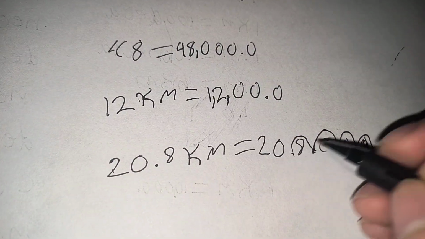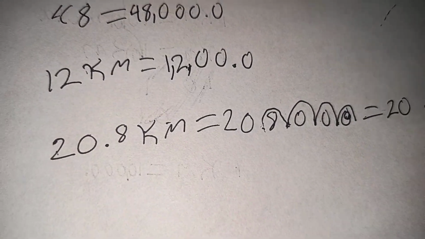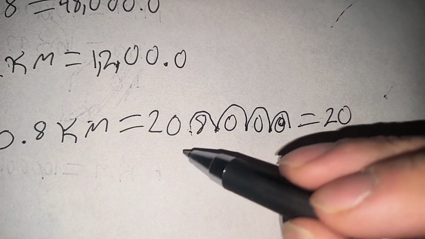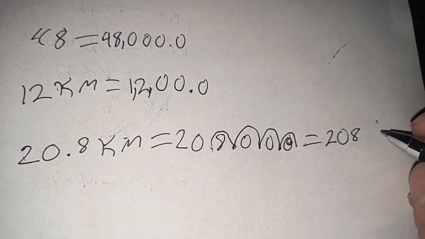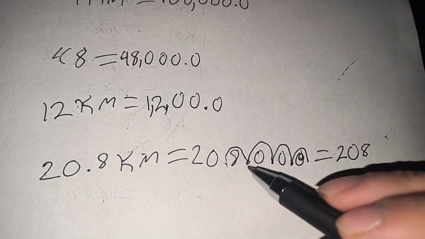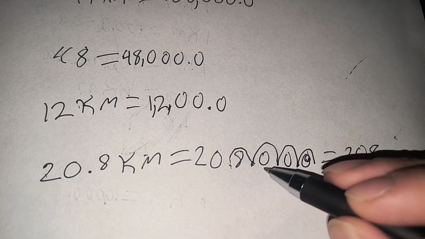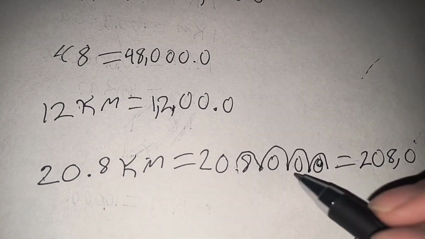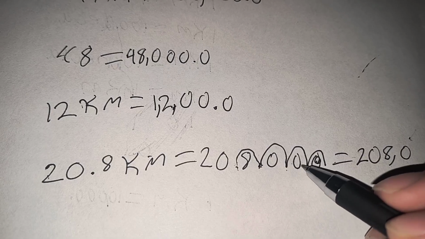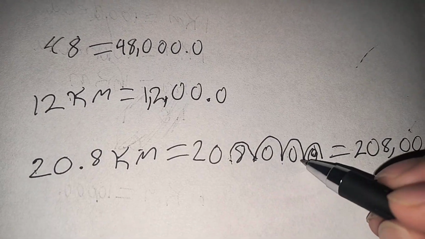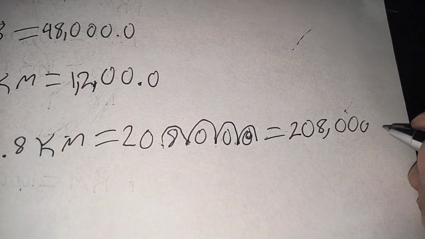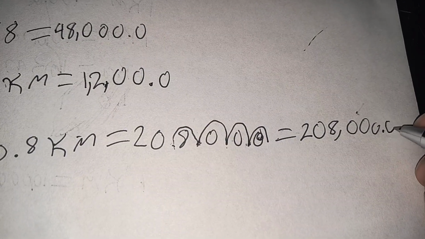We have 2, 20, and now we're not going to put the decimal point right here because we moved it down. So then we keep the 8, and then we keep another 0 because we moved the decimal point down again. Then we moved the decimal point down again. So we had another 0. Then we moved the decimal point down again. So we had another 0, and then we put the decimal point.